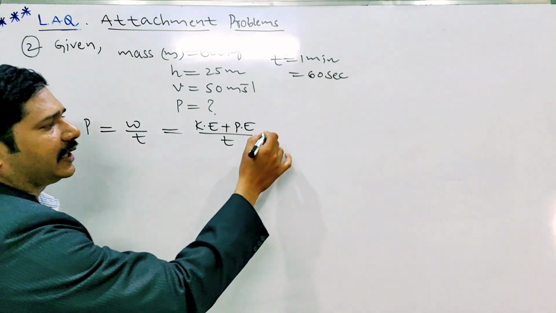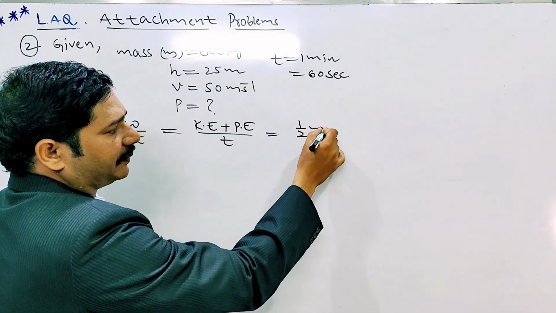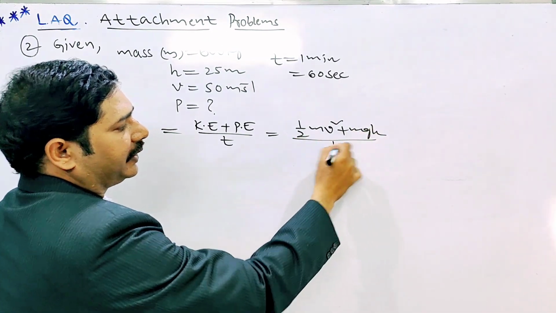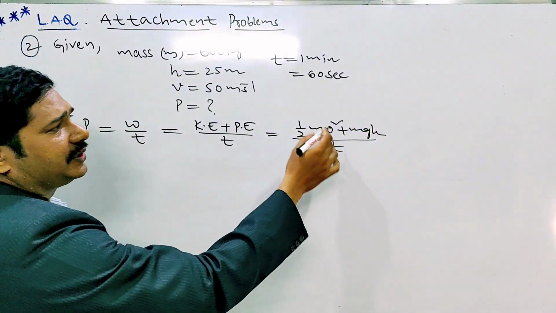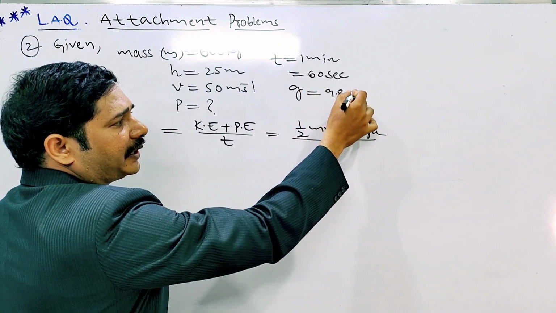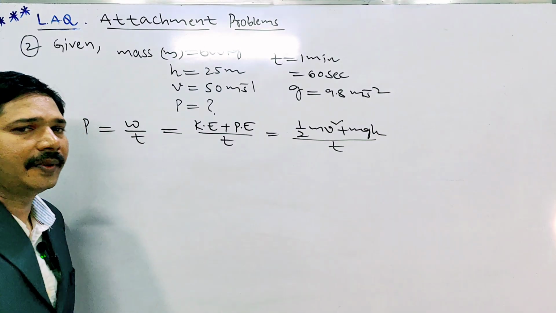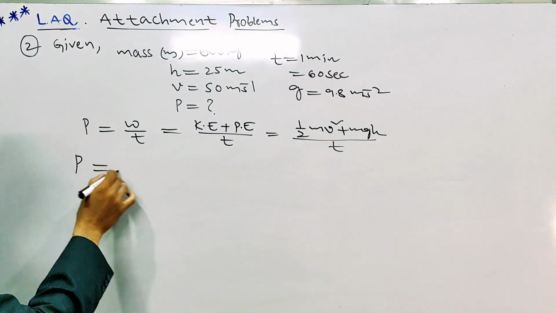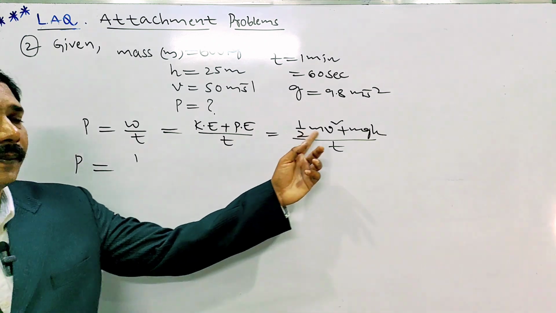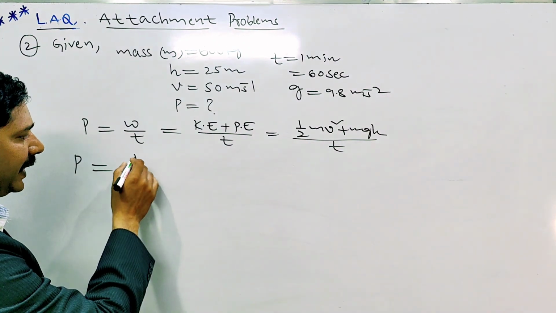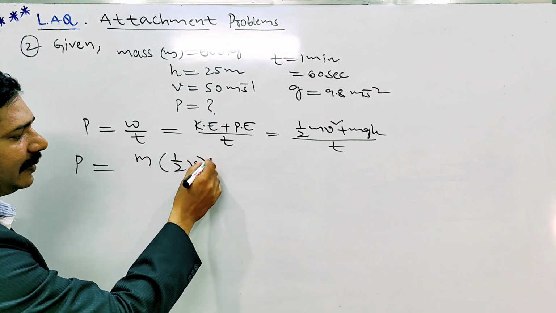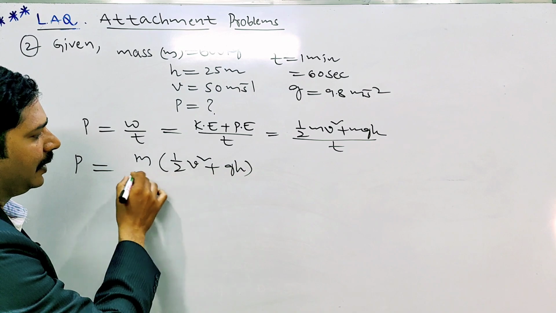Here kinetic energy formula is what? Half m v square, and potential energy is what? m g h by T. Here g is what? Acceleration due to gravity is not given. We have to take 9.8 meter per second square. Now substitute the values. Power P equal to 1 by 2, so here m is common. M I am taking common, of v square plus g h, by T.